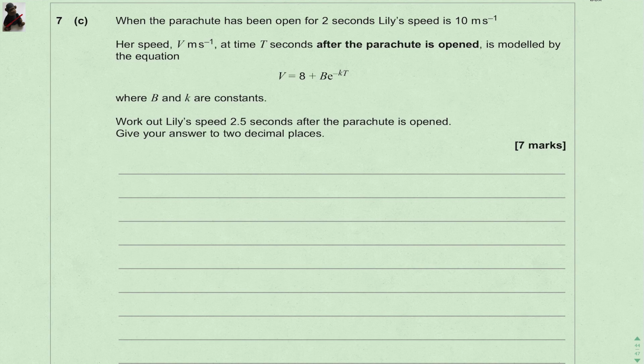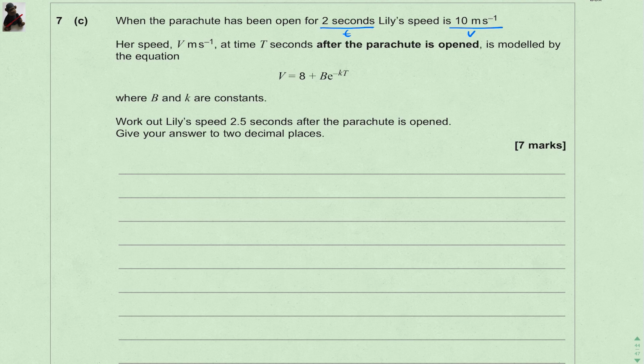Question 7c. When a parachute has been opened for 2 seconds, Lily's speed is 10 meters per second. So the clue here is 2 seconds and 10 meters per second: that's the time at 2 seconds, and that's the velocity at 10 meters per second. Her speed, v meters per second at time t seconds after the parachute is opened, is modeled by the equation v equals 8 plus b e to minus kt, where b and k are constants. Work out Lily's speed 2.5 seconds after the parachute is opened and give your answer to 2 decimal places.